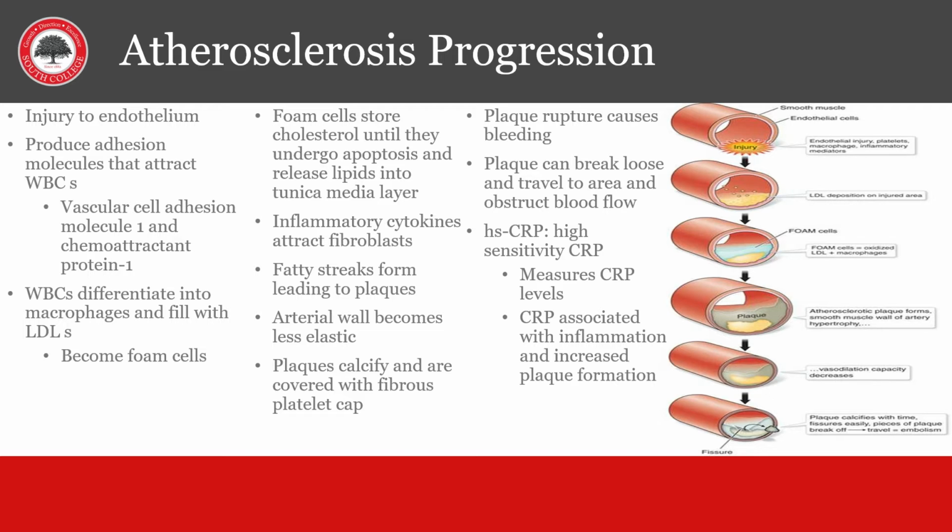We can screen patients for atherosclerosis using HSCRP, or highly sensitive C-reactive protein. The regular CRP will be negative if they are otherwise healthy without infection or inflammatory diseases. But this more sensitive test will show us the subtle inflammation that occurs in atherosclerosis.